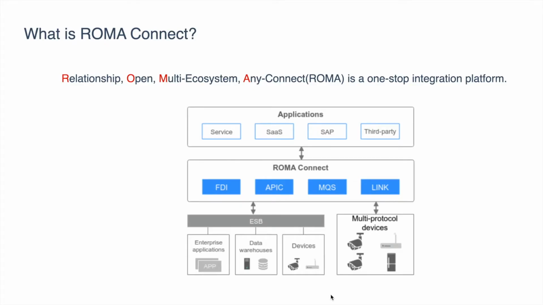Firstly, we need to understand what is ROMA Connect. ROMA is a one-stop integration platform. I also put the meaning of ROMA here: relationship, open, multi-ecosystem, and any connect. This is not only the meaning of ROMA, but also the wish. As the picture shows, ROMA Connect has four main functions: faster data integration, API Connect, message queue service, and link. Through these four main functions, ROMA Connect has the ability to connect to applications, enterprise service bus, multi-protocol devices, and so on.